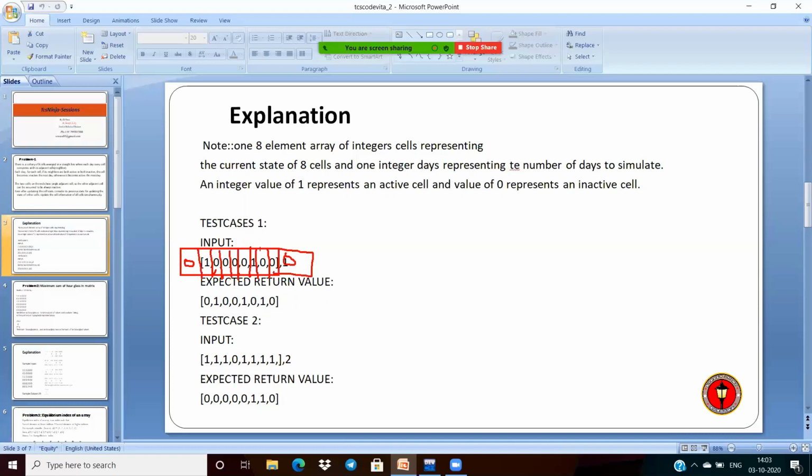First of all, we have to update the cell values for the first day. See here, 1 is the cell value and its left and right sides are 0 and 0. Since its neighbors are 0 and 0, the 1 will be modified. The cell is updated based on its neighbors. Neighbor values are 0 and 0, so it is updated with 0.